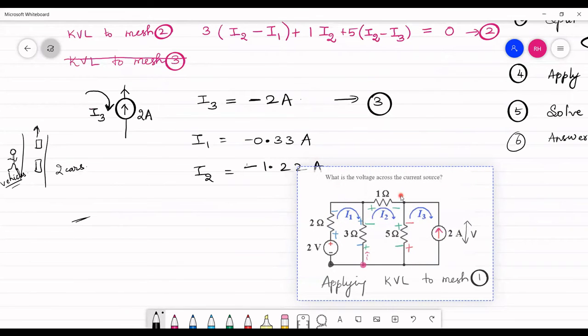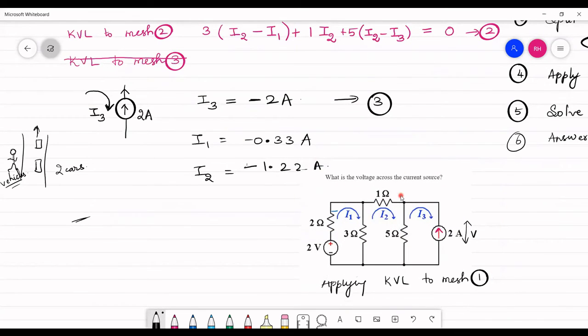So it could be seen that in this circuit, this is the given direction, right? So this is not the direction of current. This is going to be the actual direction of current. Here you have I3 equal to 2 ampere if you are switching the direction. If you are changing the direction, you write the value of current without the minus sign. And here it's going to be 1.22 ampere, and here it's going to be 0.33 ampere.